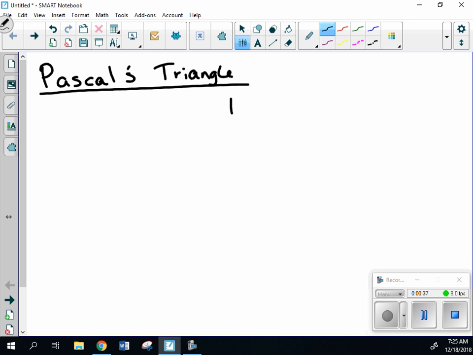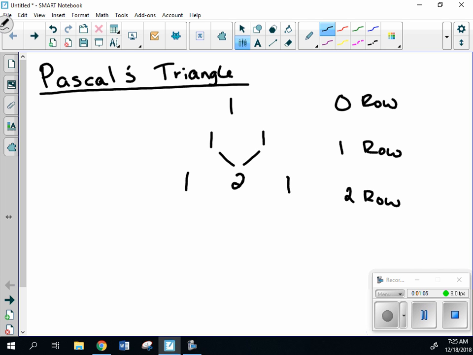So we start off with 1, 1, 1. So this is what we call the 0 row, the 1 row, the second row, and I'll show you how Pascal's triangle is formed. Again, I told you the diagonals are ones, but in order to get the next number in the middle, we combine those two diagonals that form it to get that next number.